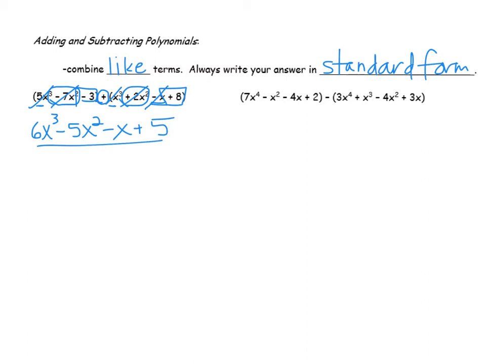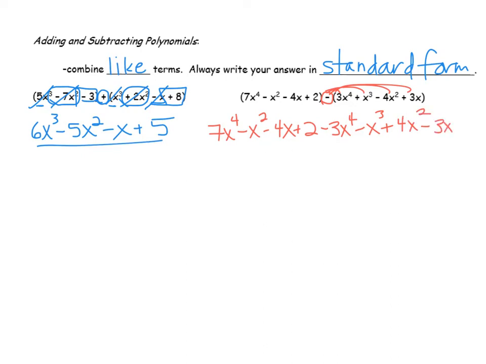For the next example, it's subtraction. And the big thing with subtraction is I always tell students to distribute that in. And I like to just rewrite it so that it's really easy to combine like terms. If you can combine like terms without rewriting it, that's fine too. We start off with 7x to the 4th minus x squared minus 4x plus 2. And then if I subtract 3x to the 4th and subtract x cubed, if I subtract negative 4x squared, that becomes positive. And then minus 3x.